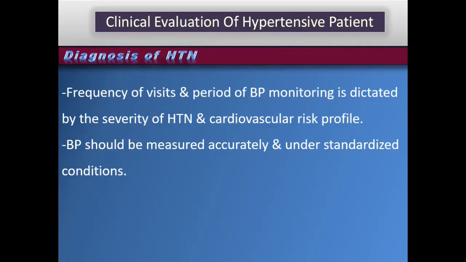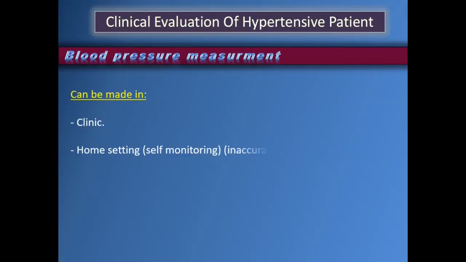The frequency of visits and the periods of blood pressure monitoring is dictated by the severity of hypertension and risk factor profile. And blood pressure should be measured accurately and under standardized conditions. Now, blood pressure can be measured in clinic or by home measurement. Nowadays, the guidelines recommend home measurement and ambulatory blood pressure monitoring, especially in white coat hypertension.